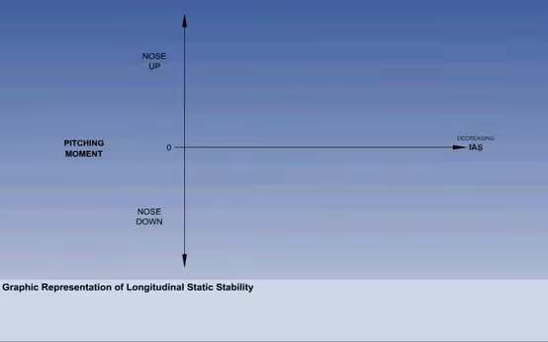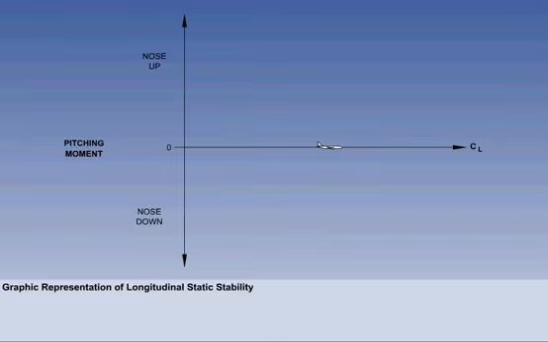For the time being, we will use lift coefficient for the horizontal axis, but you need to keep the two alternative values in mind. An aeroplane in equilibrium is shown on the horizontal axis. How do we know it's in equilibrium? Because it is not generating a nose-up pitching moment or a nose-down pitching moment.